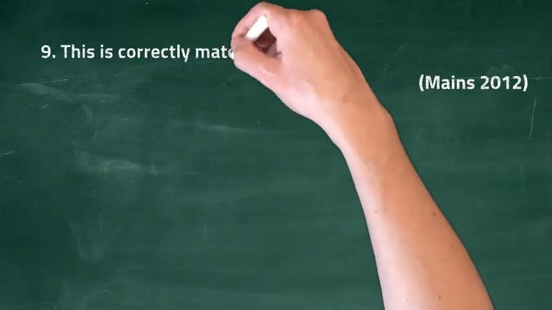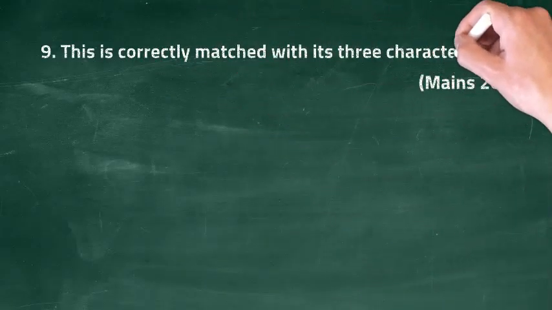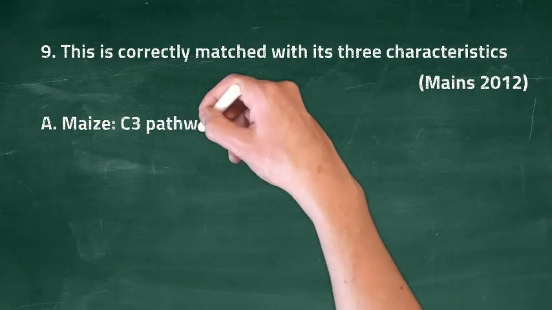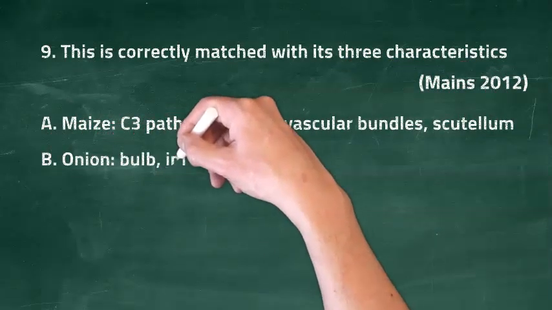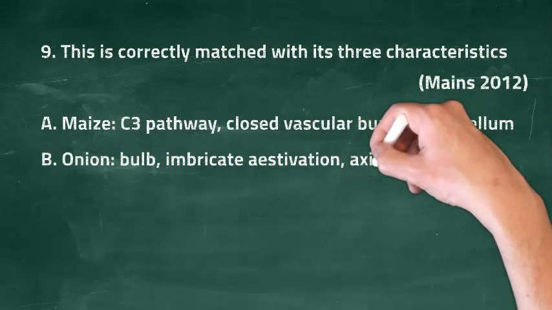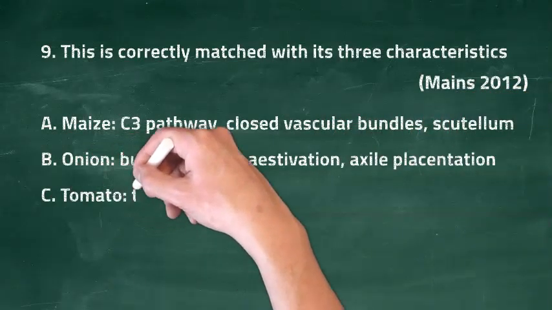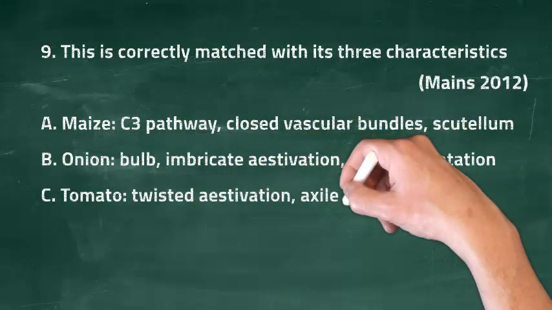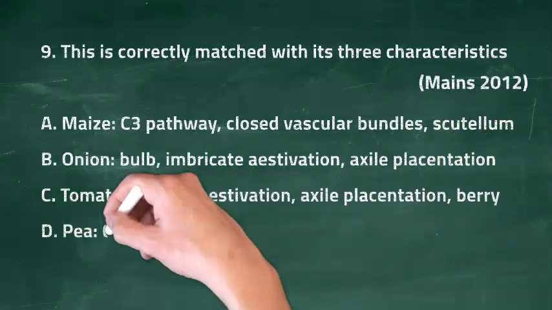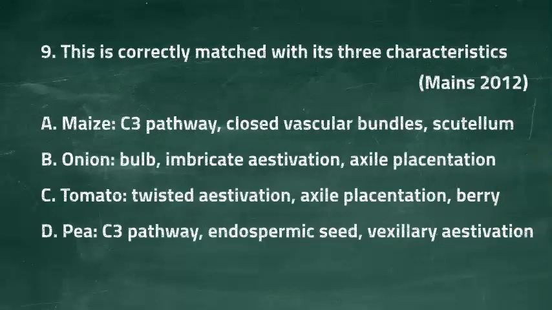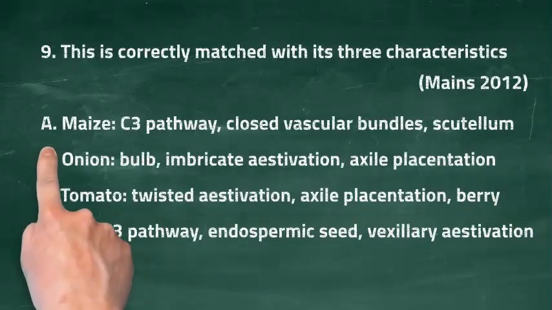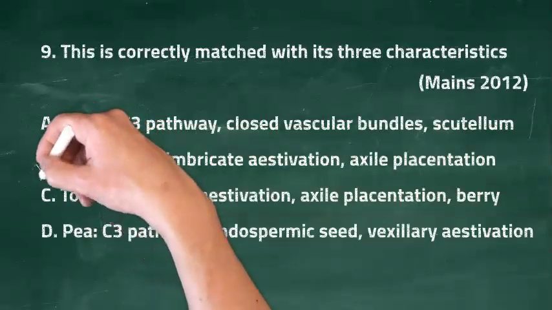Question 9. This is correctly matched with its three characteristics. Option A is maize, C3 pathway, closed vascular bundles and scutellum. Option B is onion, bulb, imbricate aestivation and axile placentation. Option C is tomato, twisted aestivation, axile placentation and berry. Option D is pea, C3 pathway, endospermic seed and vexillary aestivation. The right answer is option B, onion, bulb, imbricate aestivation, axile placentation.